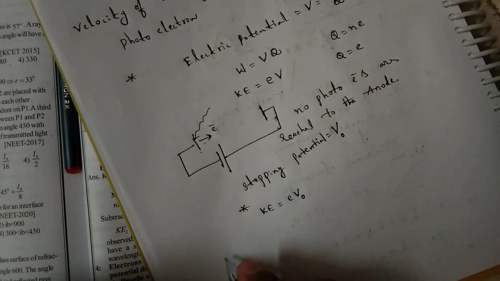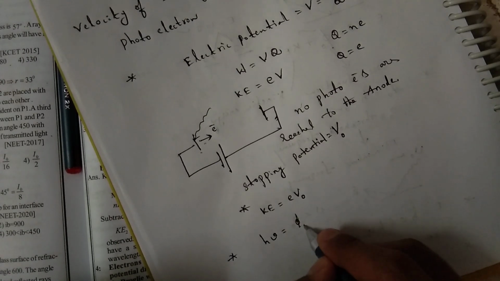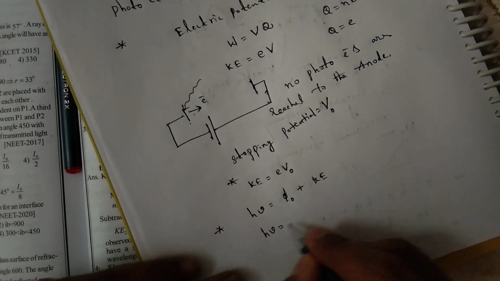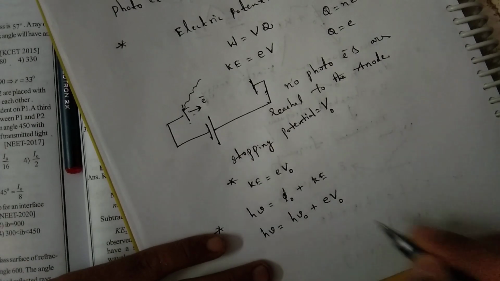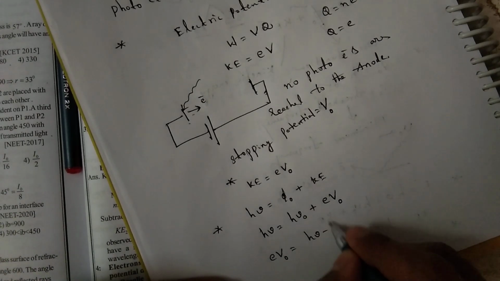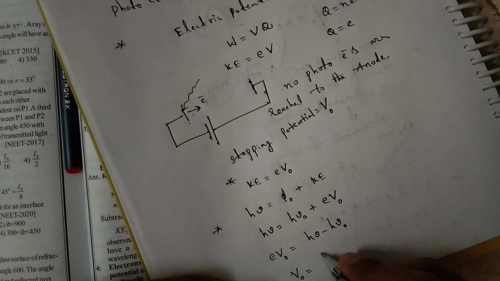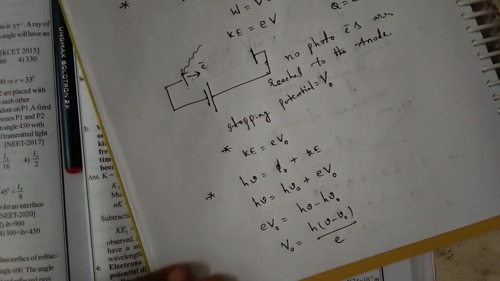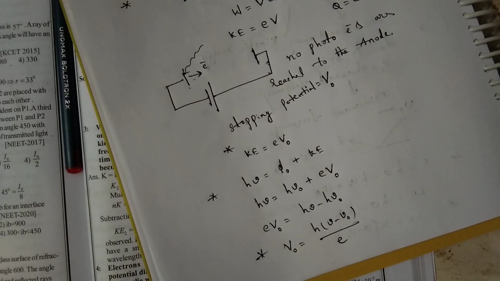Now substitute again in the photoelectric equation. What is the photoelectric equation? H nu is equal to phi naught plus KE. Again H nu is equal to phi naught, H nu naught, plus KE, eV0. Now eV0 is equal to H nu minus H nu naught. Then V0 is equal to H into nu minus nu naught by e. This is another formula.